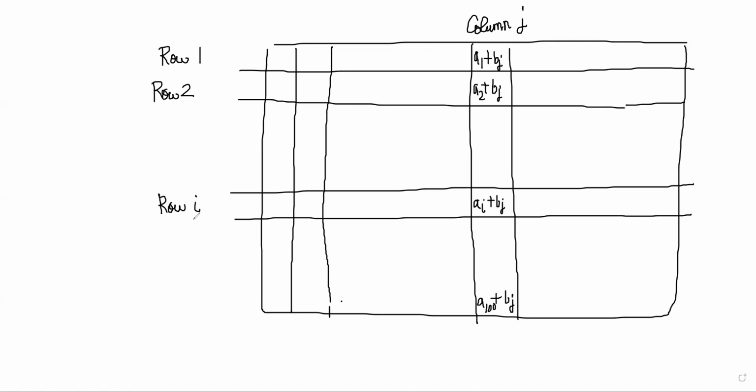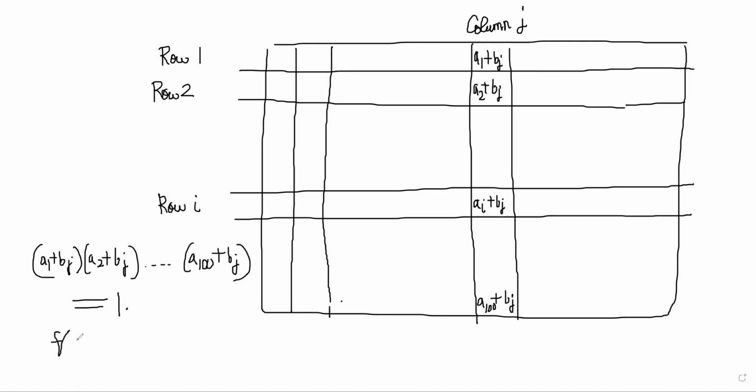Okay. So the question has said that for every j, for every column, the product of the numbers in the column is equal to 1. We are given (A1 plus Bj) multiplied by (A2 plus Bj) till (A100 plus Bj) is always equal to 1 for all j from 1 to 100. So the product of all of these numbers is always 1. And what we have to find out is the product of the numbers in a row.